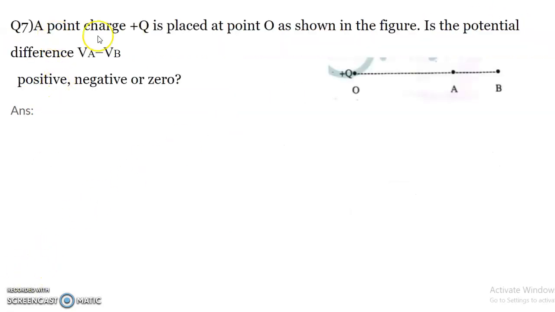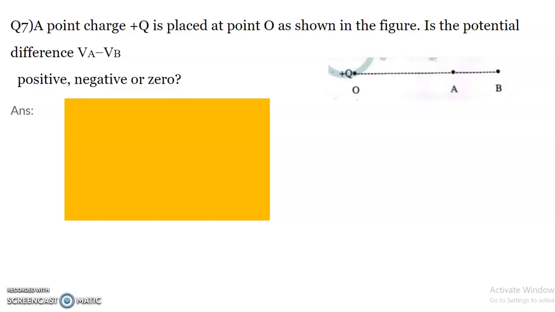Moving on, a point charge plus Q is placed at a point O as shown in the figure. Is the potential difference VA minus VB positive, negative or 0? So guys, here again we are going to use the formula where V is equal to KQ by R, where V is inversely proportional to R. Okay, inversely proportional to R. Hence, whenever V increases, R decreases, or V decreases whenever R increases. That's how their relation is connected.